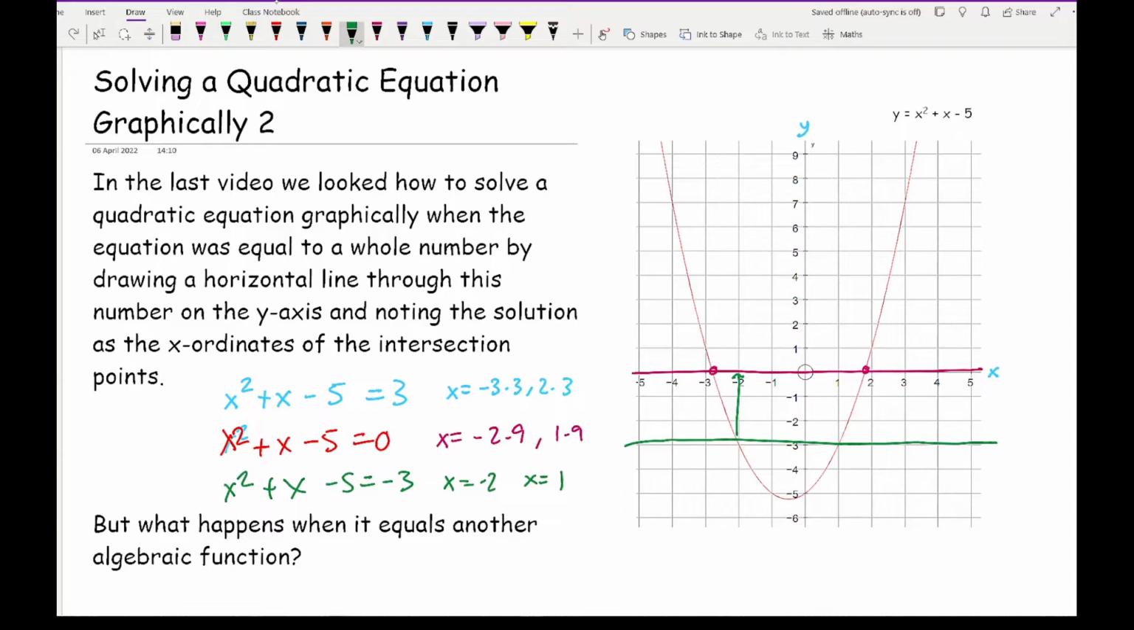Now in this video, what we're going to look at is what happens when the equation equals another algebraic function. So for example, what would I do if I had x squared minus x minus 5 equal to, let's say, 3x plus 2? Or if I had, let's say, 3x squared plus 4x plus 3, how do I then go about using my graph or solving it algebraically when I have the quadratic equation equal to another algebraic function?